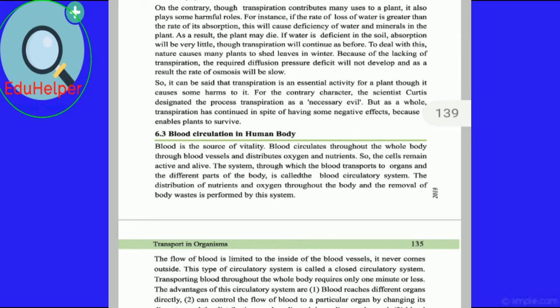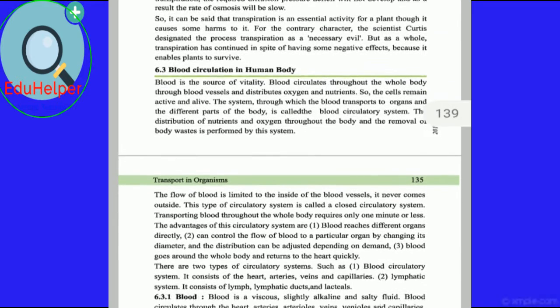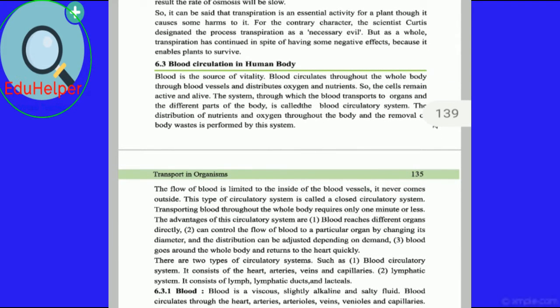Hello my dear student, today I am going to describe blood circulation in the human body, and I will also discuss liquid connective tissue. Liquid connective tissue means blood and lymph together. Liquid connective tissue is very important for our body.